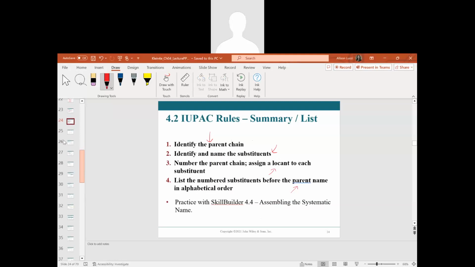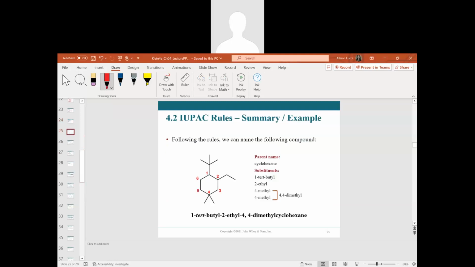Let's look at some examples pulling them all together here. So we know that our parent in this case here would be the cyclic structure in the middle, right? That's our longest continuous carbon chain. None of the linear structures, like this ethyl group over here, are more than 6 carbons. So we're going to go with our parent being a cyclohexane.